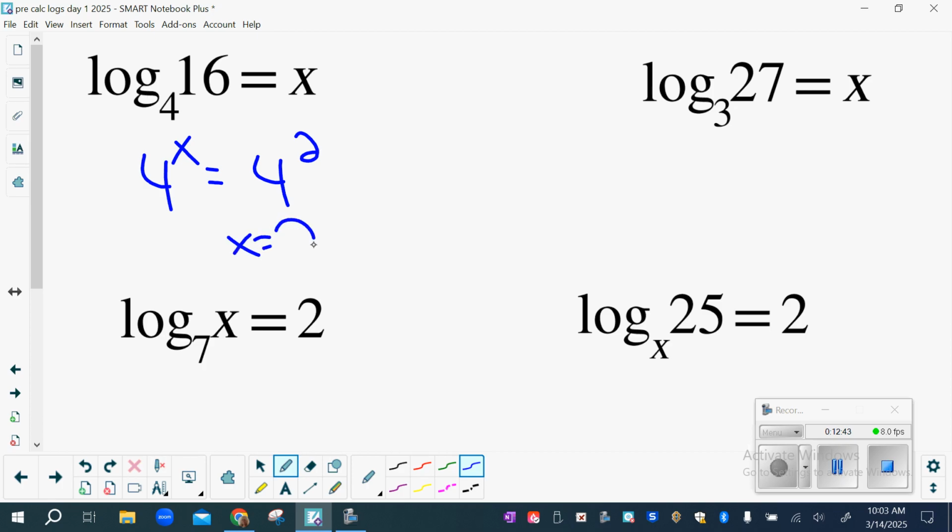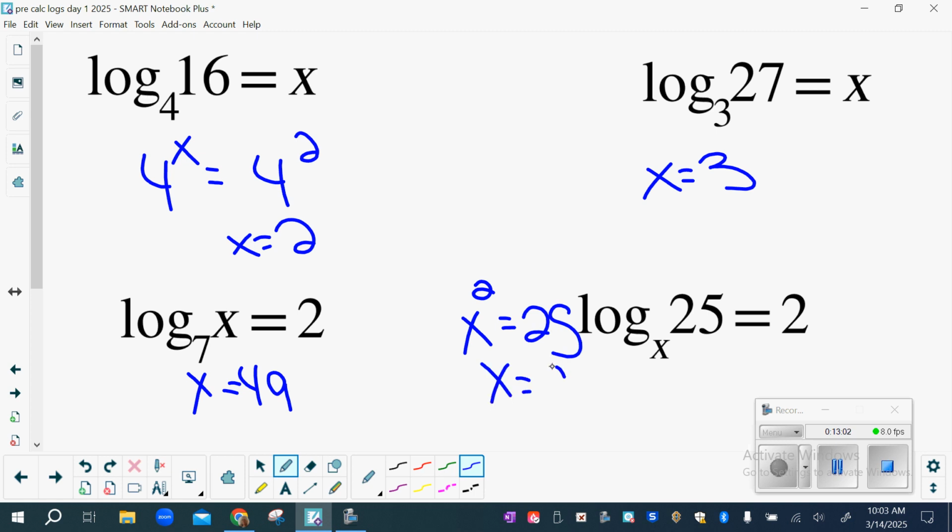X is 2 here. 3 to the what is 27? X is 3 here. 7 squared is 49. X is 49 here. And the last one, what squared is 25? Because that's what I'm asking. And the answer on that one is 5. How'd you do? It's just about knowing how to rewrite things.